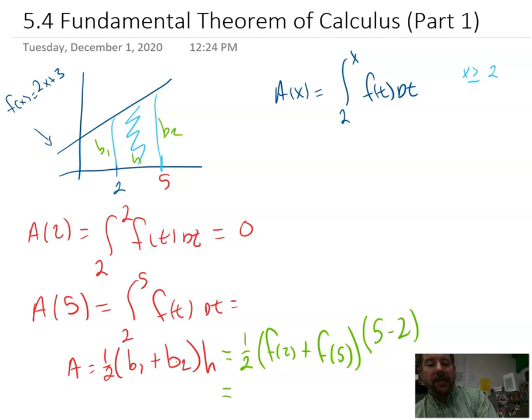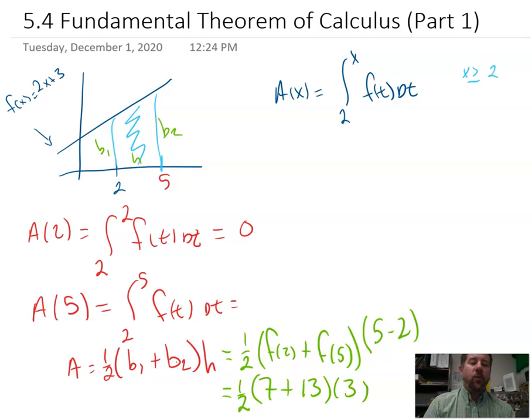If we actually plug in numbers now, f of 2 is 7. If I plug 2 into our formula up here, 2 times 2 is 4, plus 3 is 7. f of 5 is 13, and 5 minus 2 is 3. So I get 1/2 times 7 plus 13 times 3. 7 plus 13 is 20, times 3 is 60, and half of that is 30. So there we go. That is that answer right there.